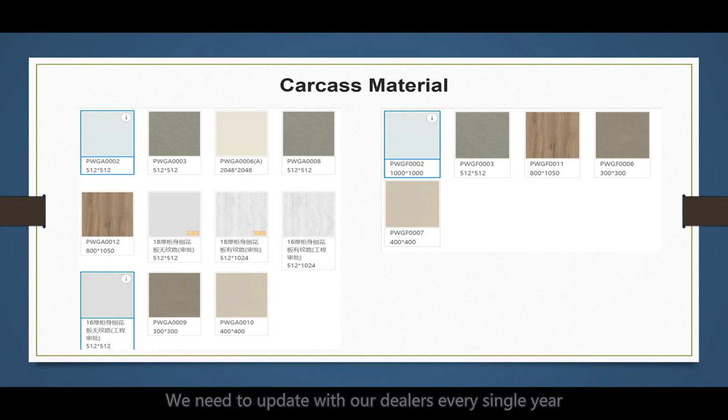In the old days, we needed to update our dealers every single year, and sometimes this info couldn't be passed to every single designer, and we had to do a lot of work on communications. So for now, in the 3D home design software here, we can look up the available carcass material list, and if a material is on the list, it can be ordered. And this works for door materials as well. With this product library, our communication process has been greatly simplified.